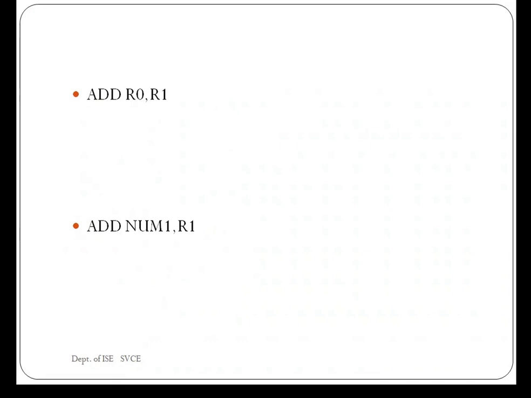To execute any of the instructions, we'll now take one instruction where the operands are specified in the registers, and another example where the operand is specified as a memory location. According to this, we'll discuss what steps are required.